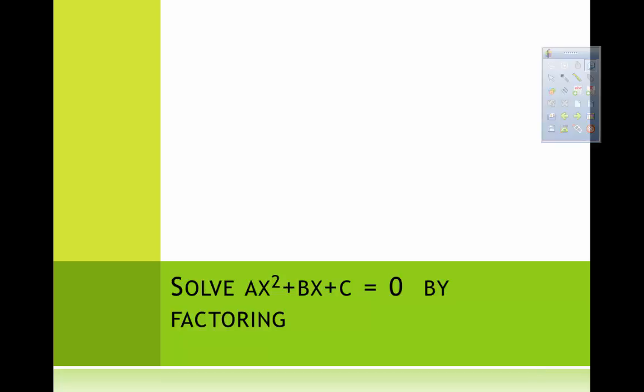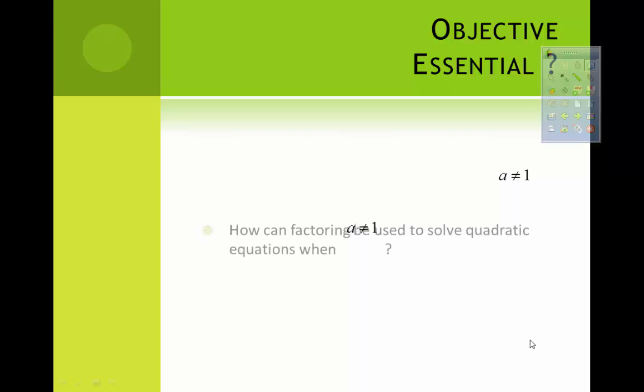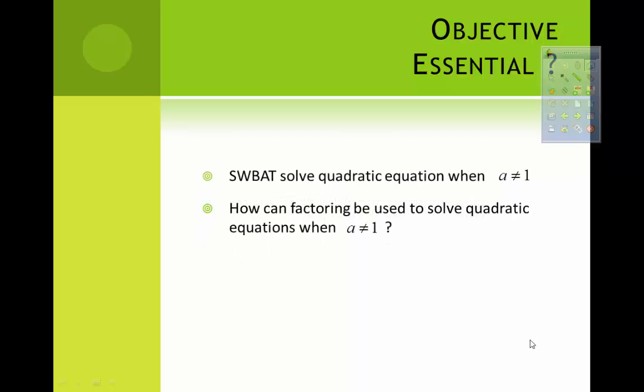Okay, so we're going to solve this one by factoring. So our objective today and our essential question, students will be, no, you don't have to write this down because like I said, we're not turning these in or anything, but students will be able to solve the equation when a does not equal 1. And how can we use factoring to solve this when it's not equal? Well, glad you asked. Okay, so let's practice factoring.